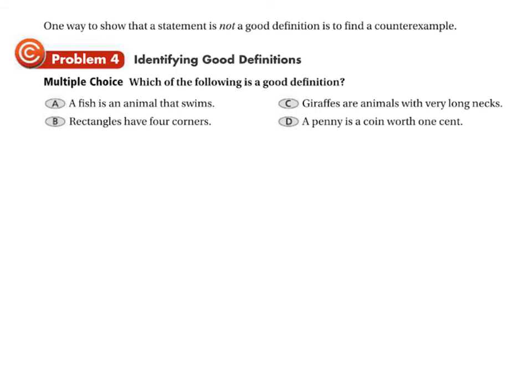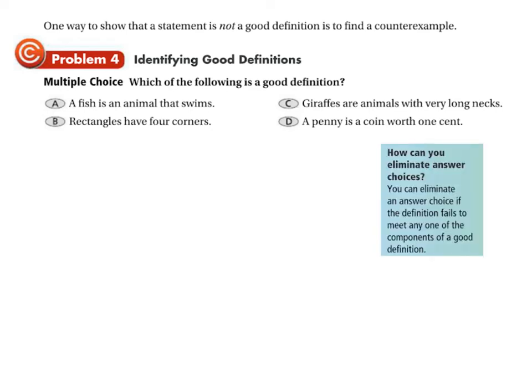So one way to show that a statement is not a good definition is to find a counterexample to it, something that makes it not work. So what do we got here? Identifying good definitions. Which is a good definition? A fish is an animal that swims. Rectangles have 4 corners. Giraffes are animals with very long necks. And a penny is a coin worth 1 cent.